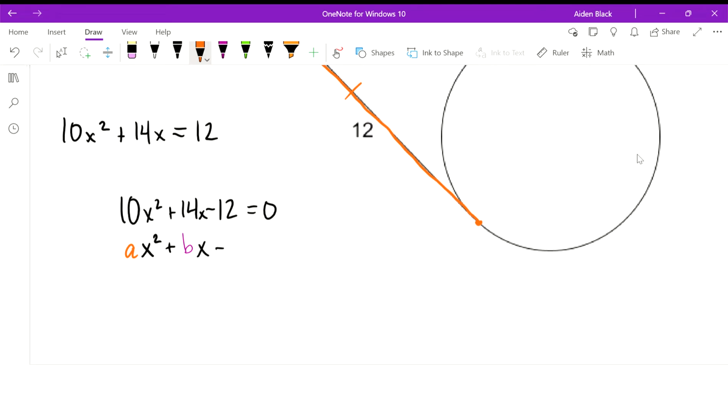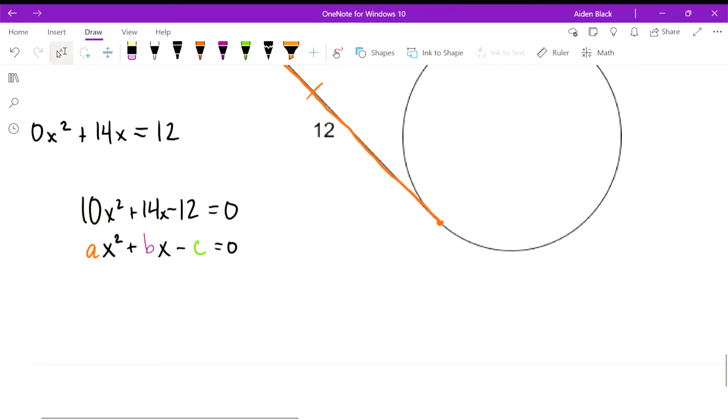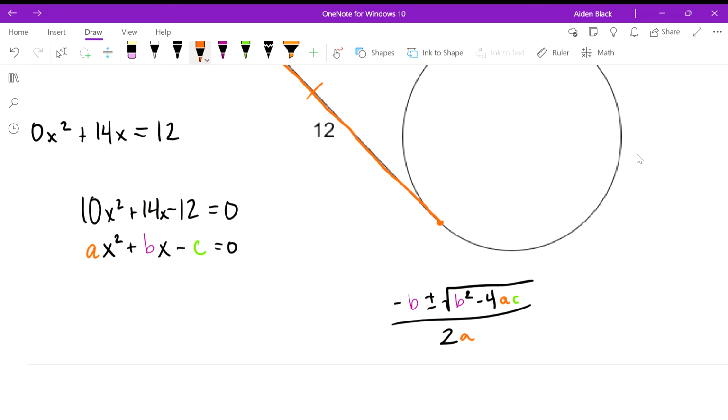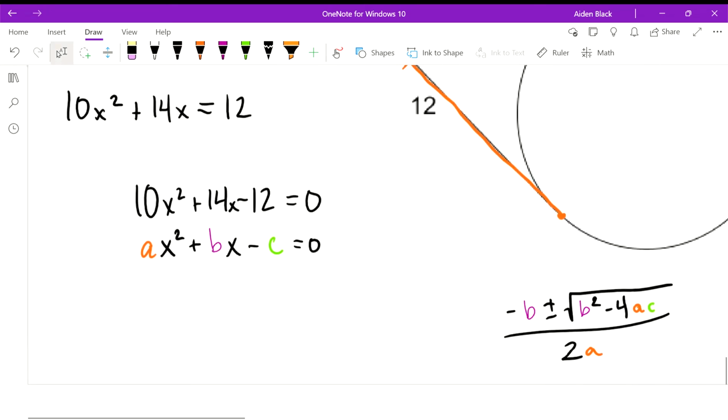minus c equals 0. Now you could, if you wanted to, use the quadratic formula, which is negative b, plus or minus the square root of b squared minus 4 times a times c, all divided by 2a. I think though it's easier to factor, in my opinion.